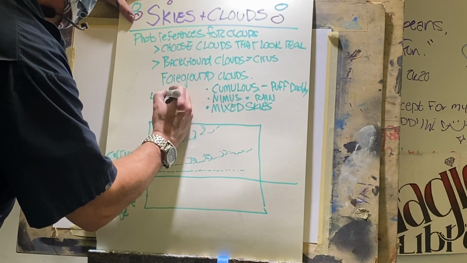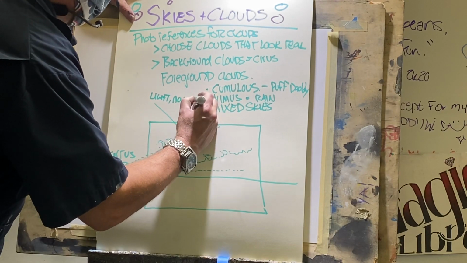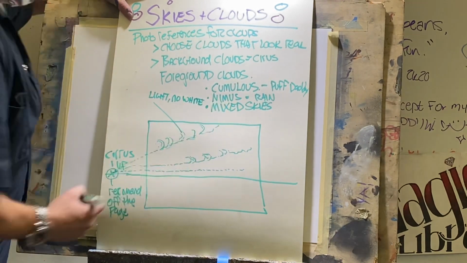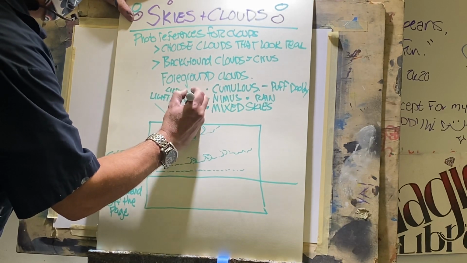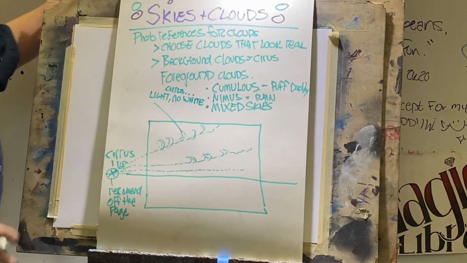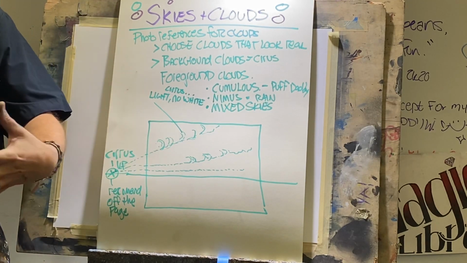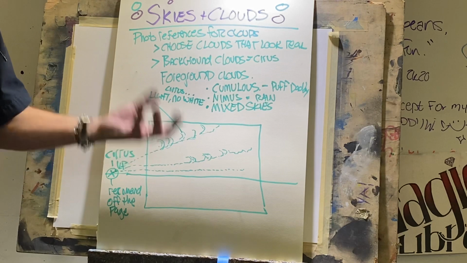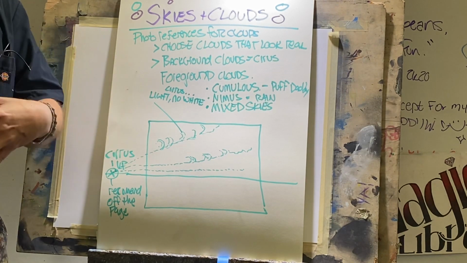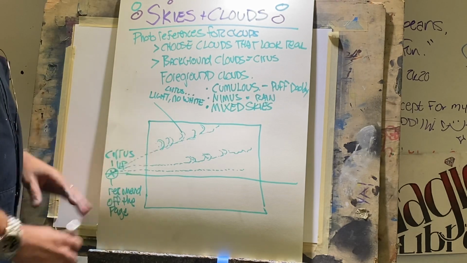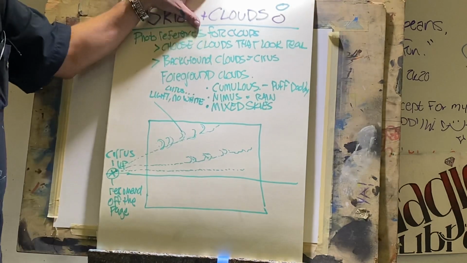Light, not white. Cirrus. Light, not white. So you don't want to go all the way to the white paper. It should be kind of grayish looking. Otherwise, it'll look like a cumulus cloud. Cumulus clouds have a lot more contrast. They have whites and darks. But on the other hand, cirrus clouds are kind of faint. All right, so that's cirrus.